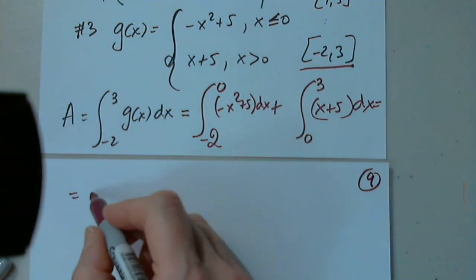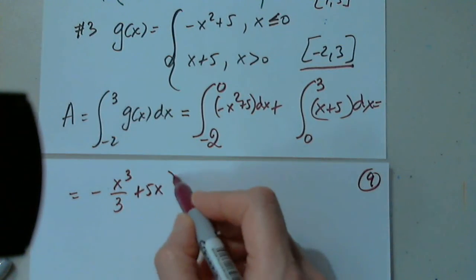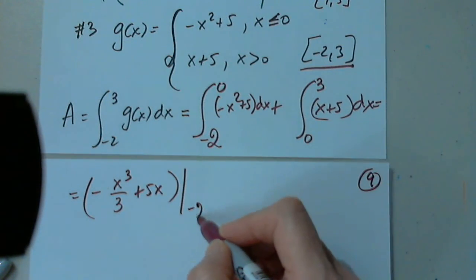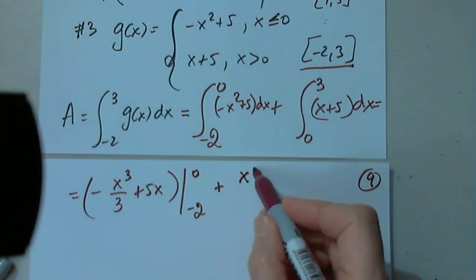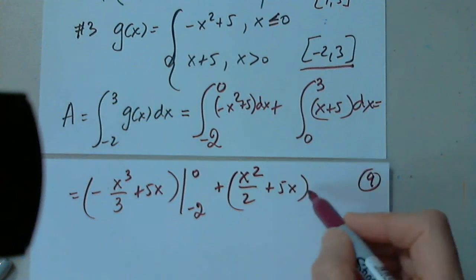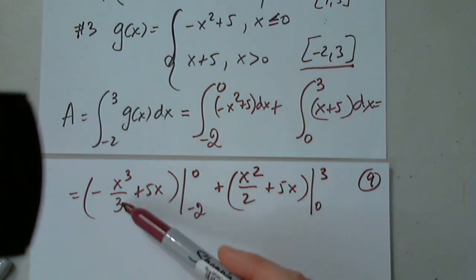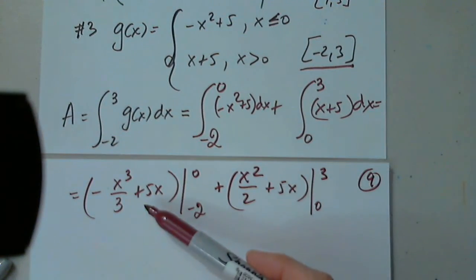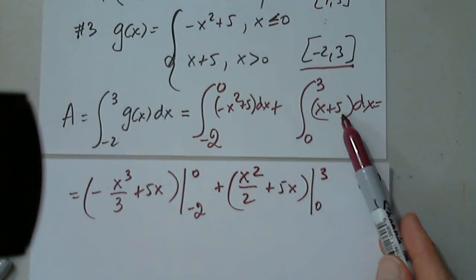The antiderivative of this is negative x to the third over 3, from negative 2 to 0, plus, you already told me that that is x squared over 2, plus 5x from 0 to 3. We check again if you want. When I differentiate this, I get that. When I differentiate this, I get this. When I differentiate this, I get x. When I differentiate this, I get 5.